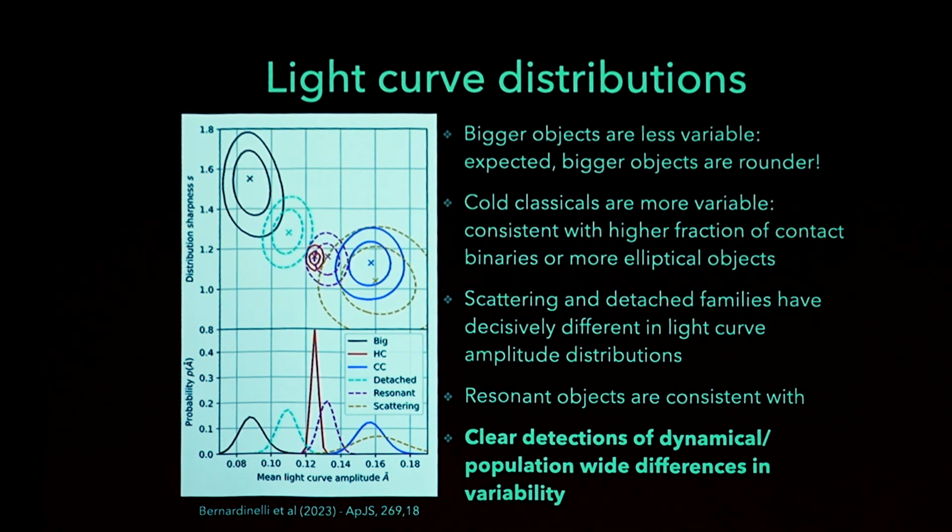But then you get some pretty confusing and interesting results. For example, we have the scattering and the detached families. They have similar dynamical origins, they have similar color fractions, but they have different, decisively in the statistical sense, light curve amplitude distributions. So we still don't really know how to interpret that, but that's an interesting result. And the rest of the objects are consistently basically a mix of hot classicals and detached objects.